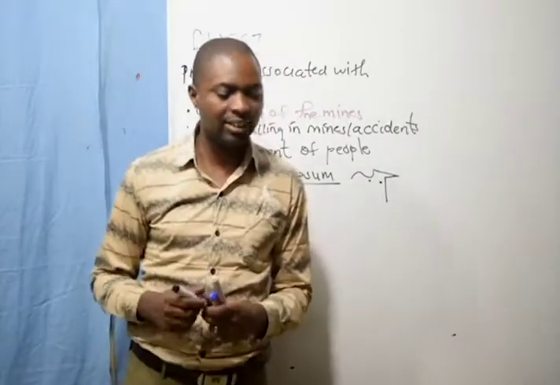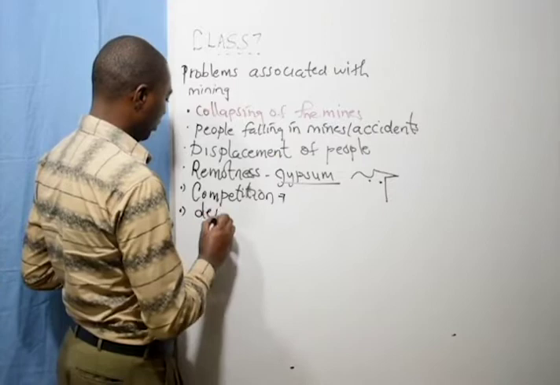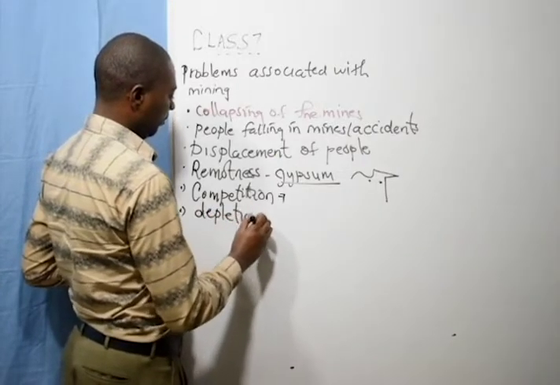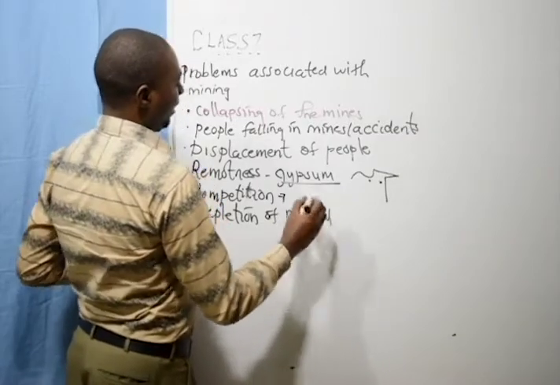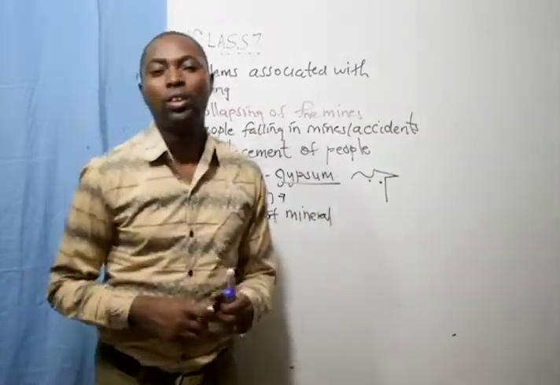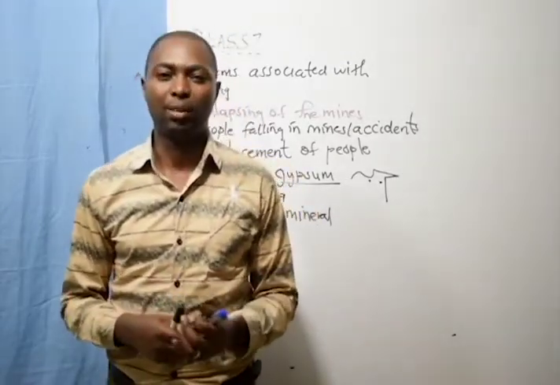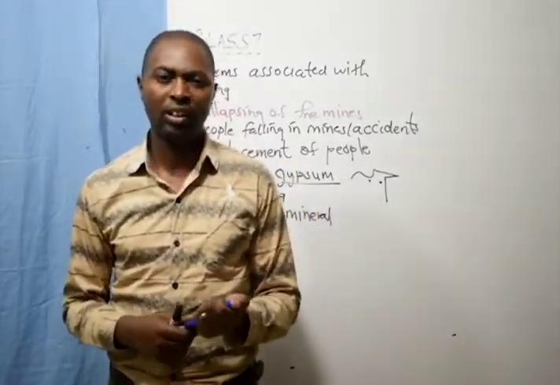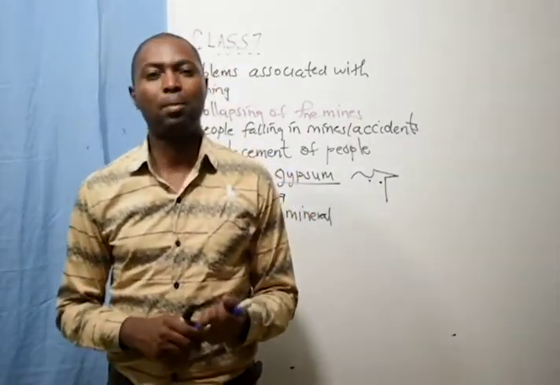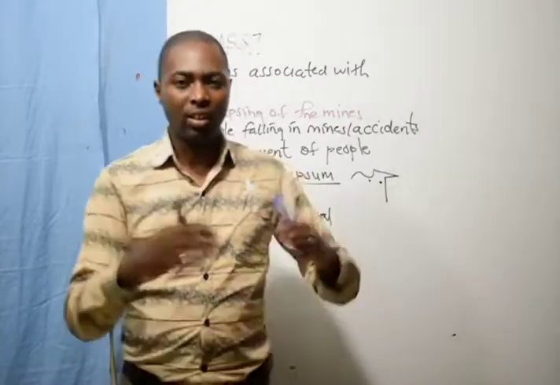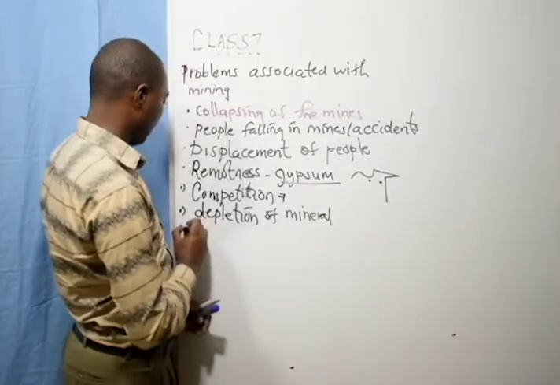The other one is the exhaustion of the mineral. That is depletion of the mineral. What I mean by this is when you mine the mineral to exhaustion. Like in Uganda, they used to mine copper in a place known as Kilembe on the slopes of Mount Ruwenzori. But those Kilembe mines are now closed. Why? They mined the mineral and it is no longer there. So depletion of the mineral affects mining.